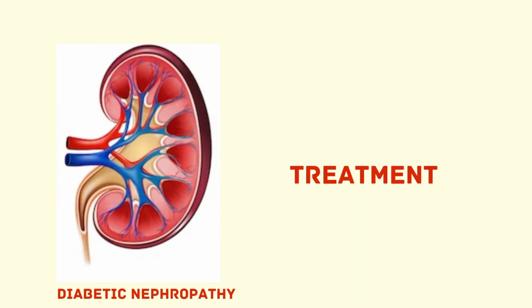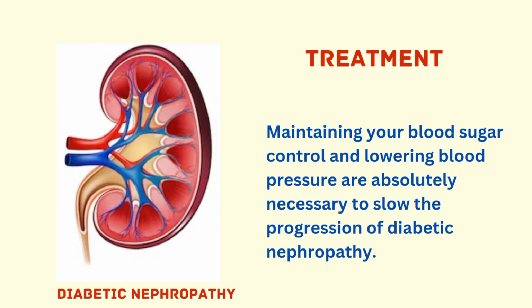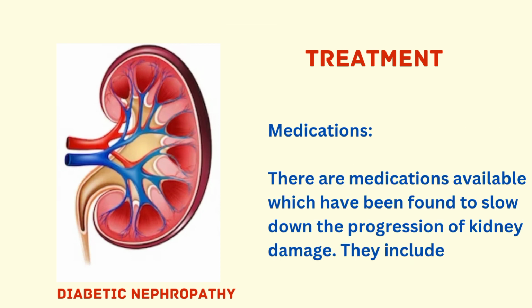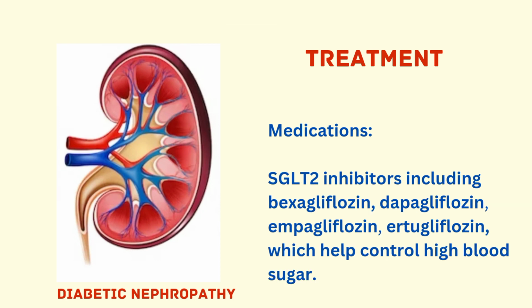Now let us discuss the treatment options. Maintaining your blood sugar control and lowering blood pressure are absolutely necessary to slow the progression of diabetic nephropathy. The first treatment option is medications. There are medications available which have been found to slow down the progression of kidney damage. They include SGLT2 inhibitors, including bexagliflozin, dapagliflozin, empagliflozin, ertugliflozin, which help control high blood sugar.